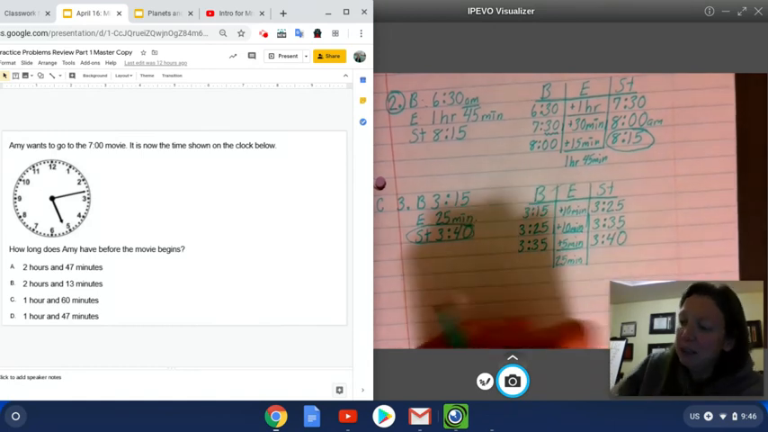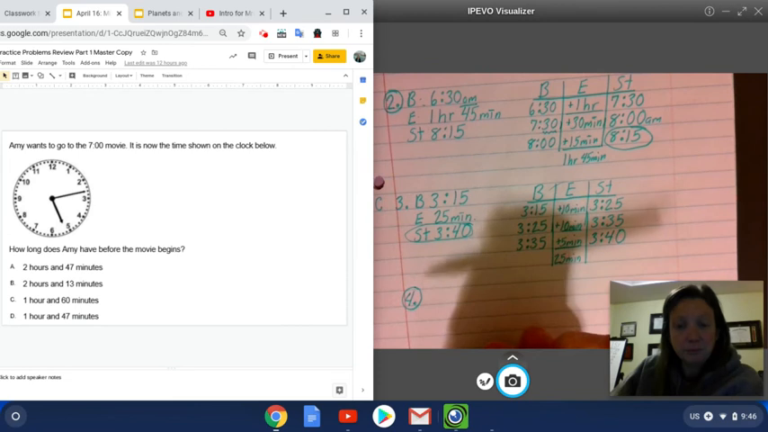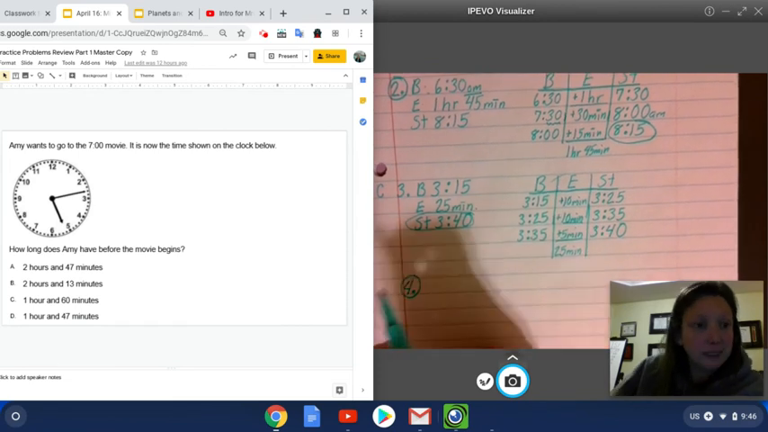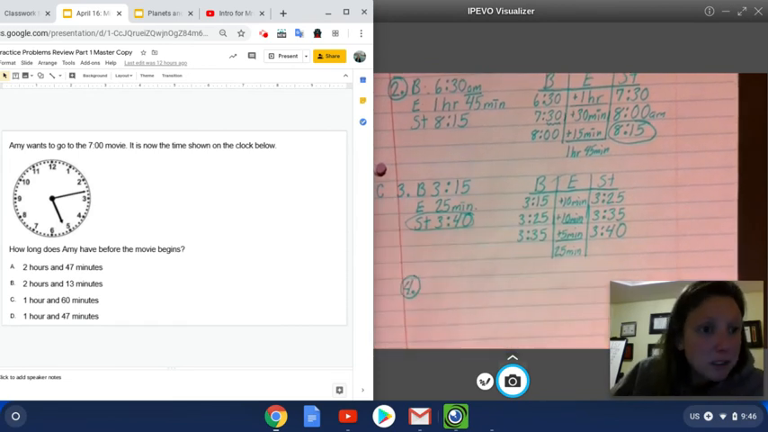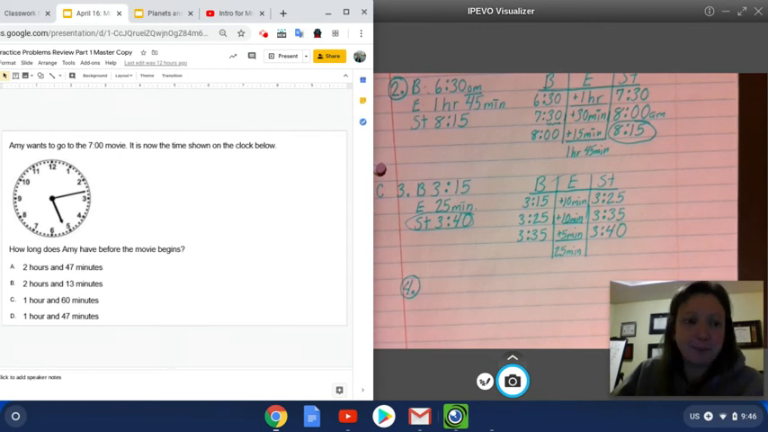Okay, let's look at number 4. Number 4. Amy wants to go to the 7 o'clock movie. It is now the time shown on the clock below. How long does Amy have before the movie begins? Oh, so she wants to go to the 7 o'clock movie, and it's the time shown. How long does she have before the movie begins?